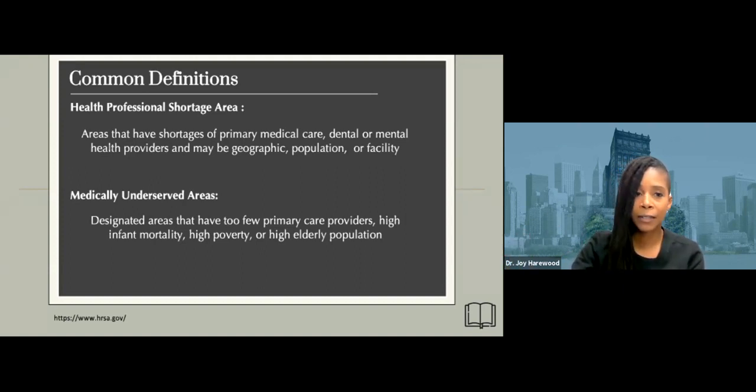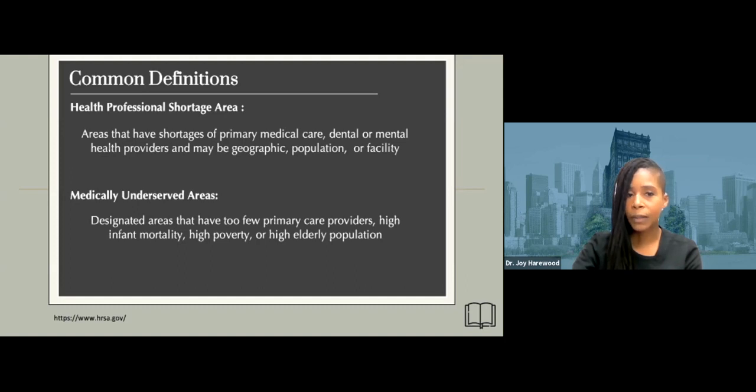Other definitions that we'll be seeing during the presentation include health professional shortage area. These are areas that have shortages of primary medical care, dental or mental health providers that might be geographic, population, or facility oriented. Then we have medically underserved areas. These are designated areas that have too few primary care providers, high infant mortality, high poverty, or a high elderly population. I get these definitions from the website listed below, and if you want to know more about those definitions, we'll have that as a resource for you.